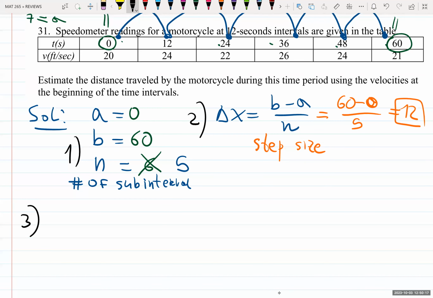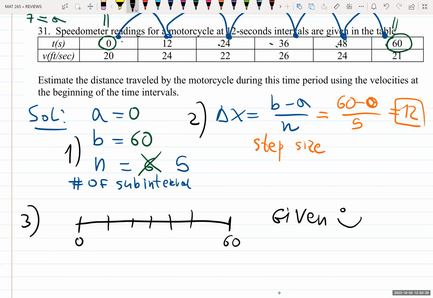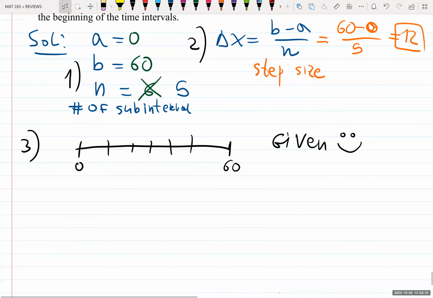Step 1, step 2. Step 3, you don't even need. Remember, step 3 was this line, and I would put stuff in it, and I would figure out the midpoints. This is given. Yay. So that's what makes your life easier, even. Happy face. So we're skipping the step. Step 4 is the result.